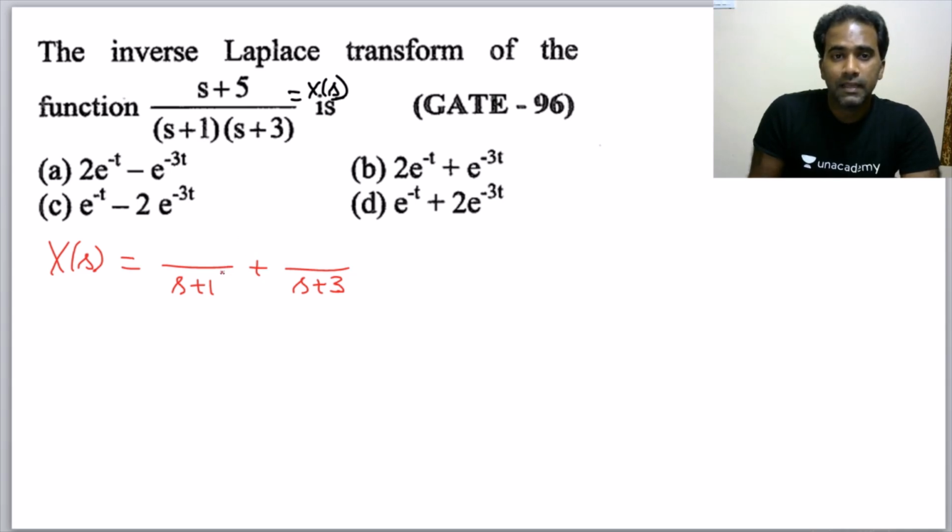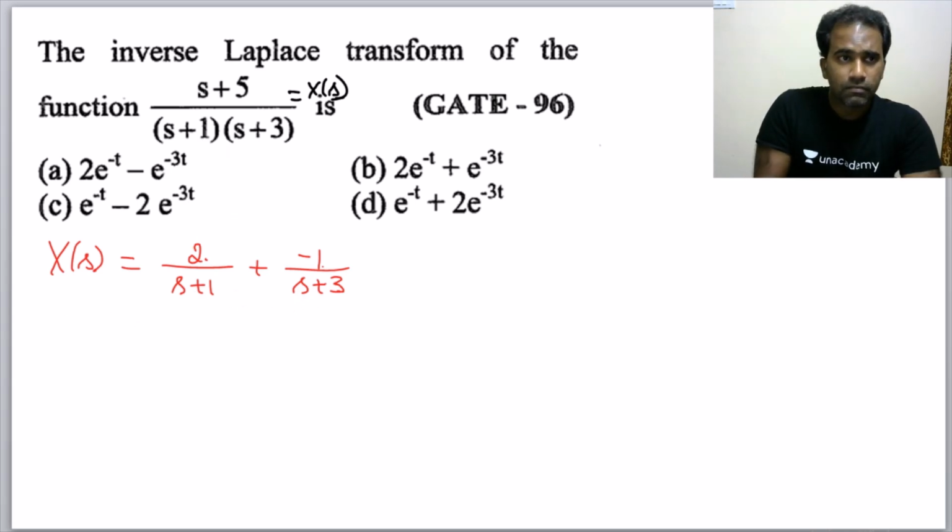Right, now let us find the partial fractions. So s equal to minus 1, if you substitute, it will be 2. 4 by 2 is 2. And for s plus 3, substitute minus 3 here. Minus 3 plus 1 is minus 2. Minus 3 plus 5 is 2. 2 divided by 2, which is minus 1. Yeah, correct. So this is the Laplace transform expressed in terms of partial fractions.